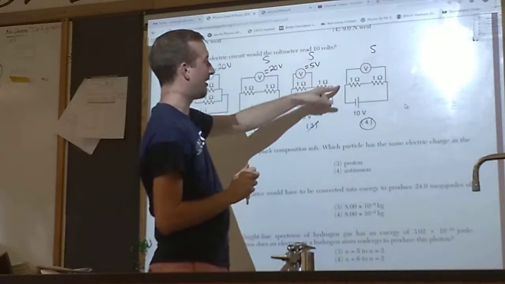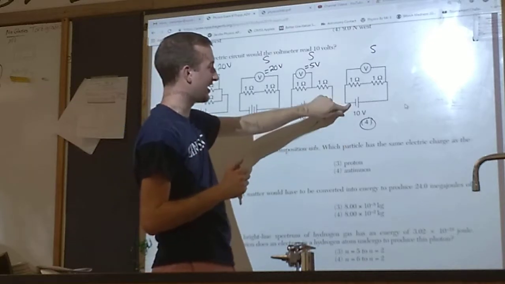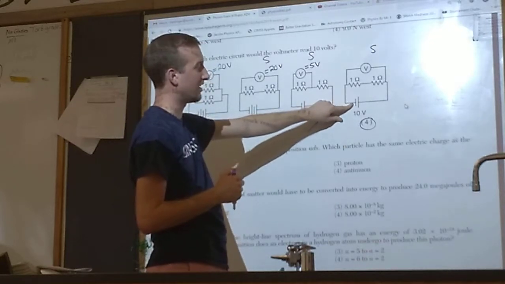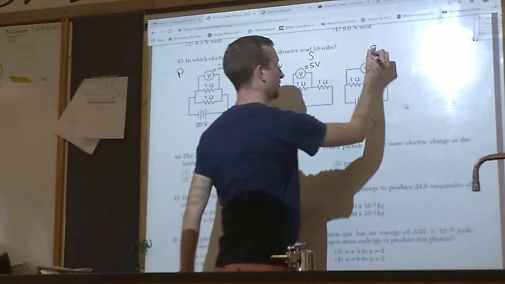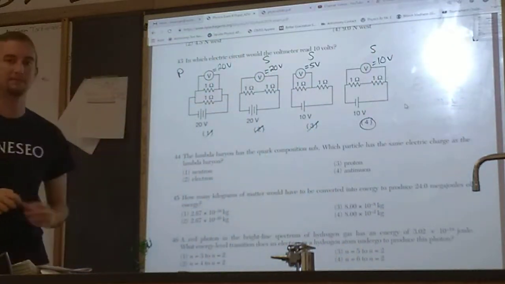Put the voltmeter around both resistors in a simple series circuit like this that has a battery voltage of 10 volts. The entire voltage drop will be 10 volts. That is choice 4. Okay.